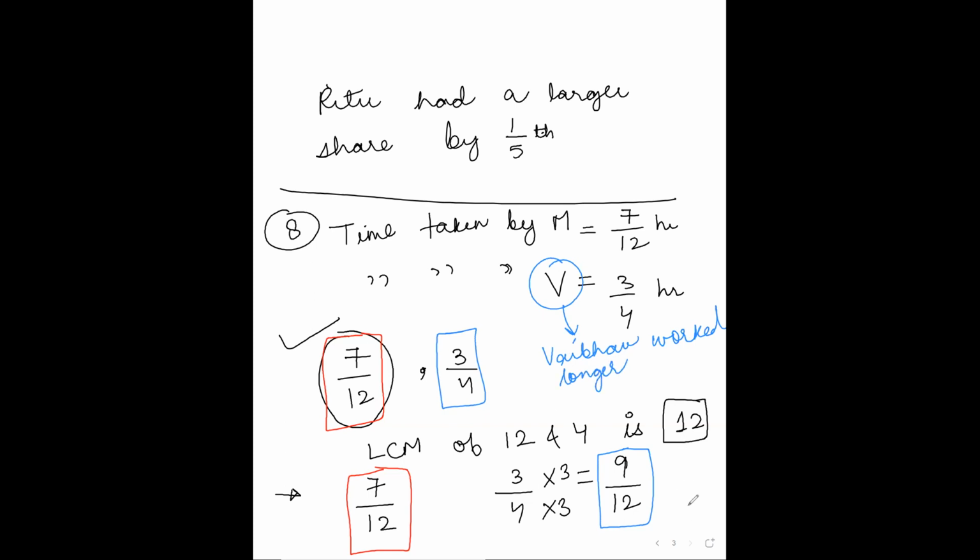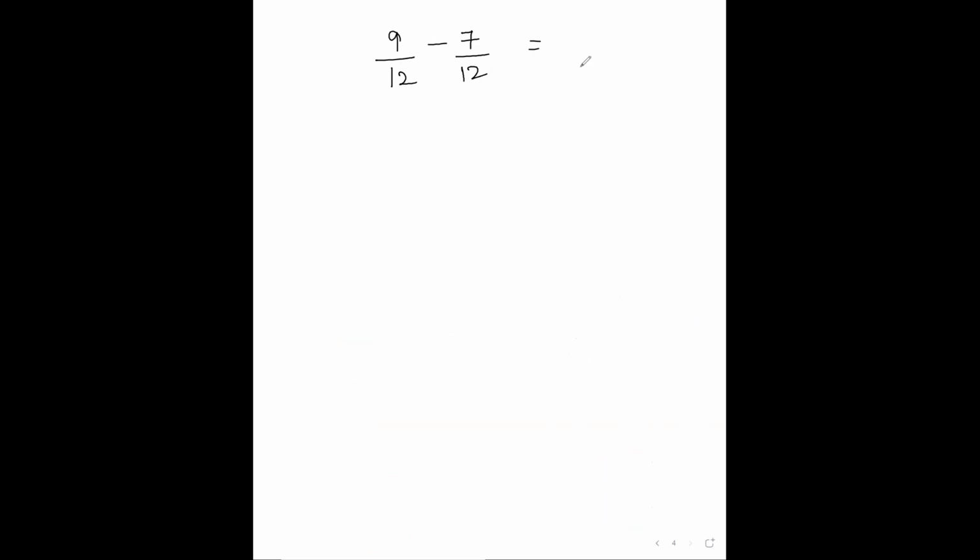So now we will subtract it. Very good. What minus what will we do? 9 minus 7. And that is 2. 2 by 12. Can you simplify this? 2 by 12 is how much?